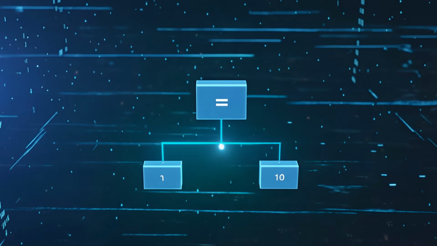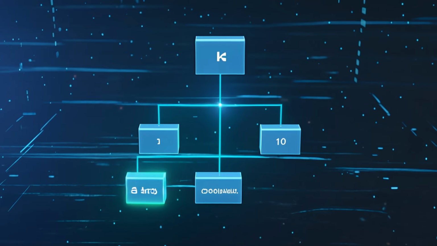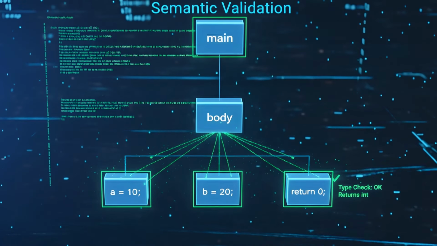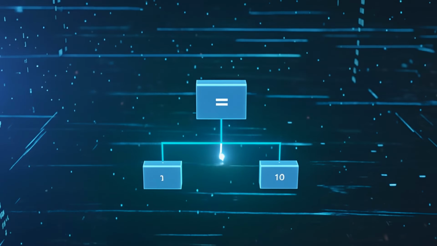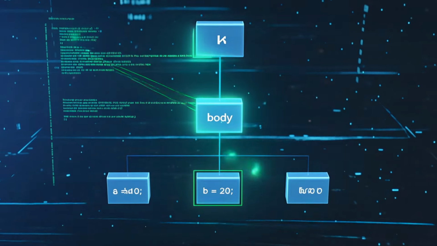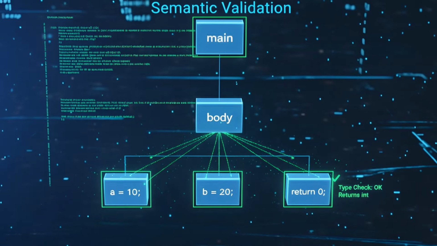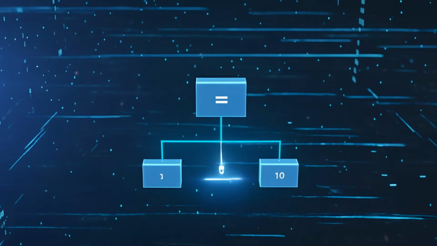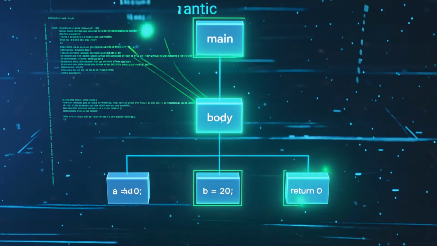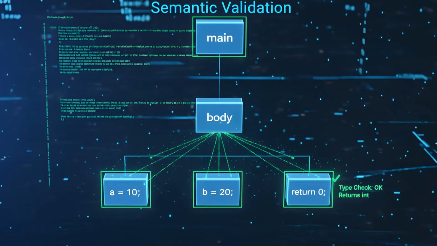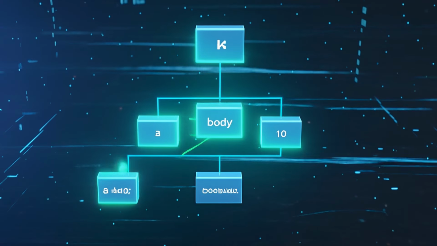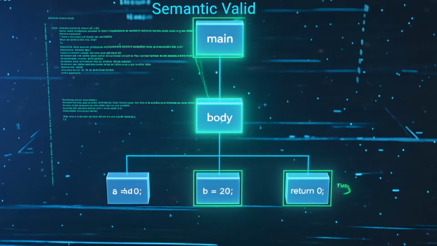After parsing, the next stage is semantic validation. Here, the compiler walks through the abstract syntax tree to ensure the code makes logical sense. It checks for things like assigning values to variables that haven't been declared, using functions incorrectly, or performing invalid type operations. If this stage fails, that's when you'll see compiler errors such as variable not defined or incompatible types.